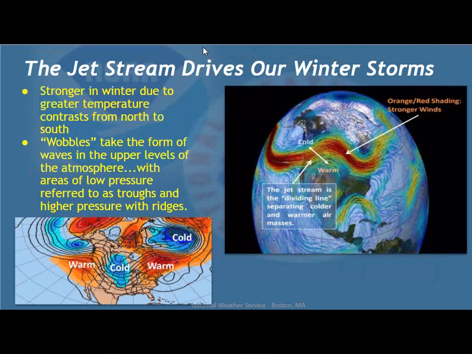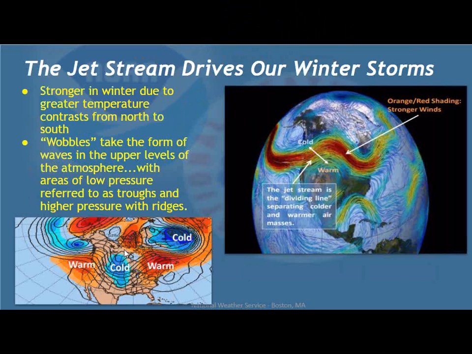it will produce. So to start, we're going to talk about the jet stream, and this is really what drives our winter storms. In the wintertime, the jet stream is stronger than it is in the summer because we have greater temperature contrasts from north to south. So think from the poles down to the equator. Now, in the lower left here, you can see what are called ridges and troughs. Ridges are wobbles and waves in the atmosphere. The ridges are areas of warmer weather that I'm pointing to here.